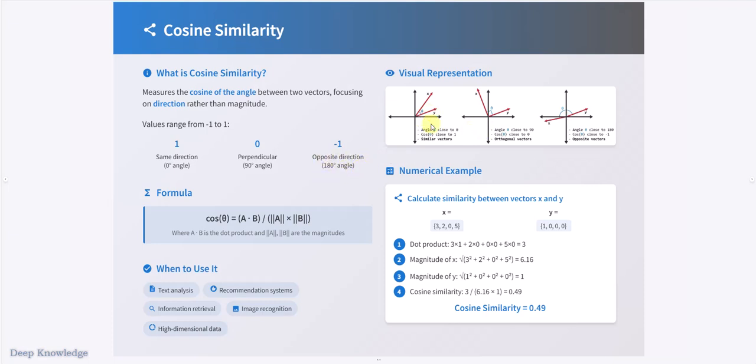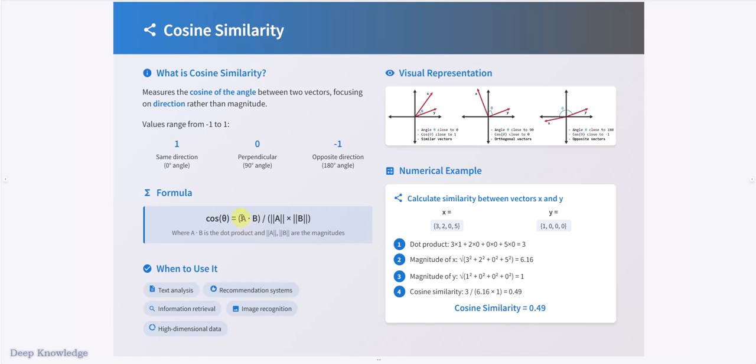So you can see, for instance, this one here. If the cosine is close to 1, or the angle is close to 0, then you can see these have a similar direction. If it's like this, it's perpendicular, you can see it's orthogonal. And this here has -1 similarity, so you can see they are in different directions.